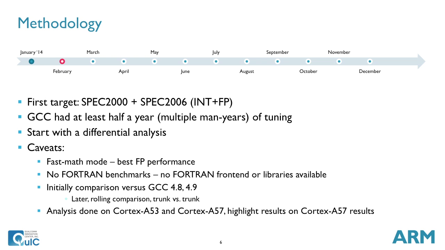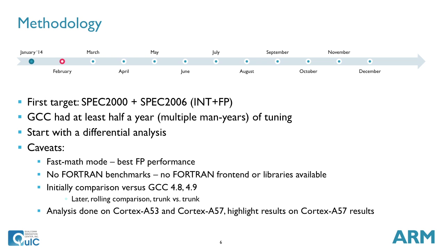And at this point in February, GCC had about half a year of tuning on ARM64. So that's multiple man years. And of course, GCC has been heavily optimized for spec beforehand as well in their mid-end for other architectures. So we thought that a good way to start and work out where we can get to is to start with a differential analysis against GCC to work out where we're behind.